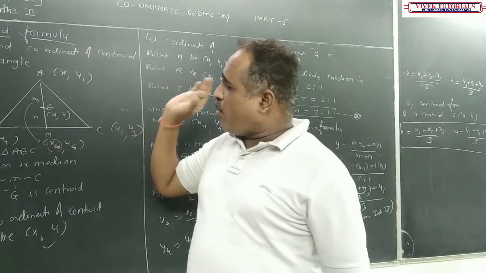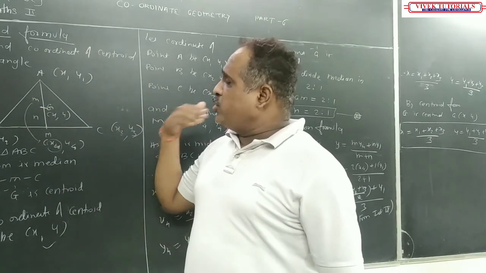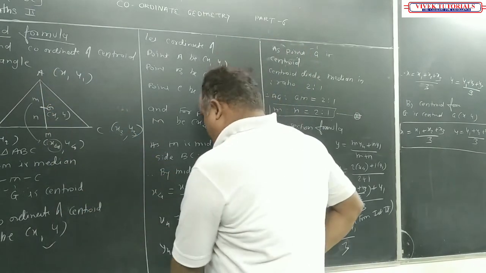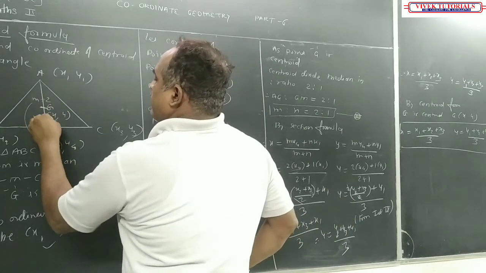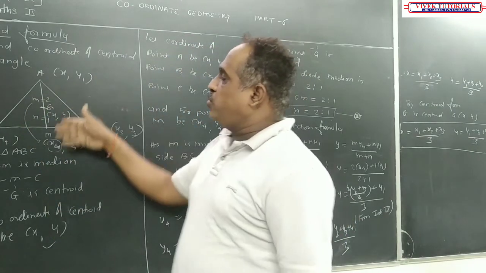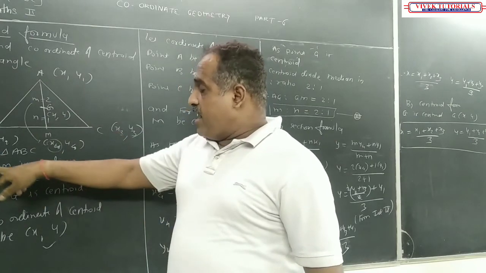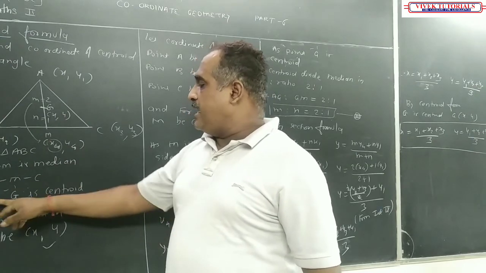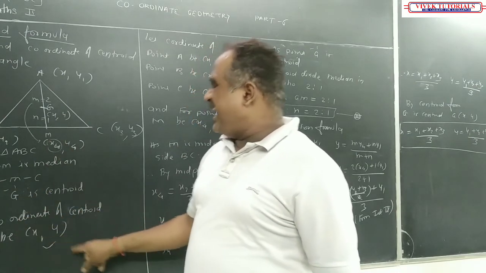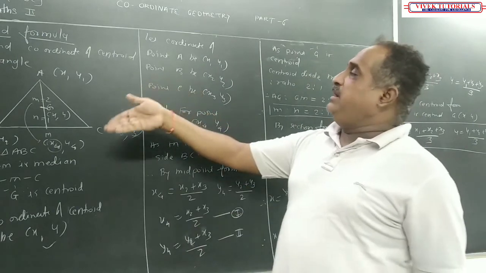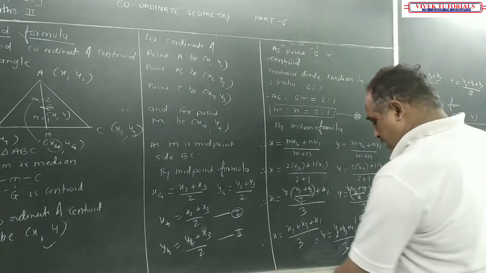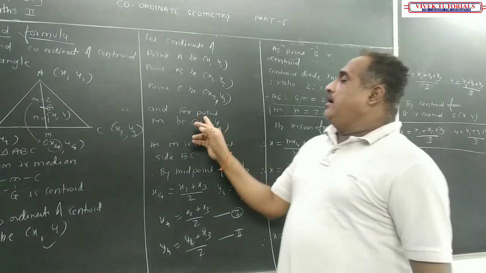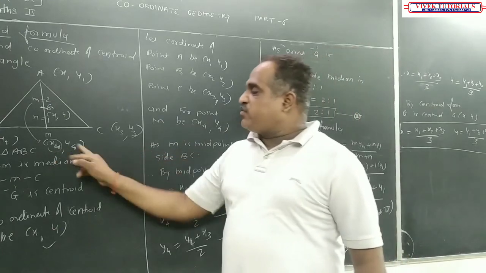Centroid is the point where all the medians intersect, and you should know the property that it divides the median in the ratio 2:1. So the value of M will be 2 and the value of N will be 1. So M is to N is 2:1. Now in triangle ABC, AM is a median to BC and G is the centroid. The coordinates of the centroid I took as x, y. For A I took x1 y1, for B x2 y2, for C x3 y3. After doing that, for point M I have taken x4 y4.